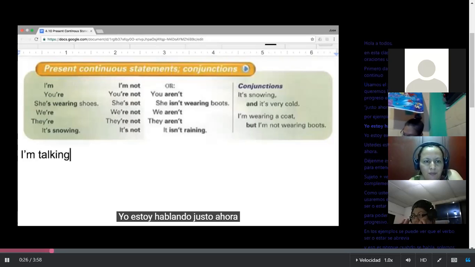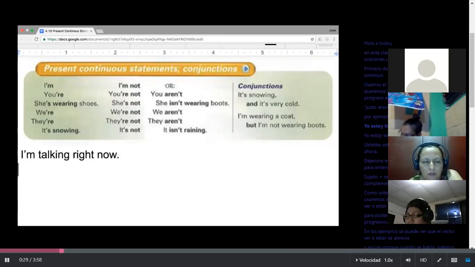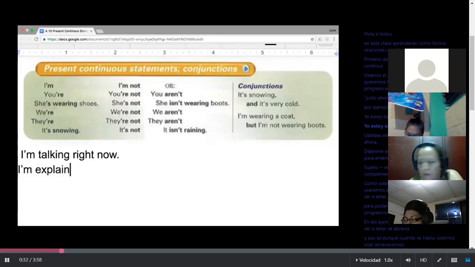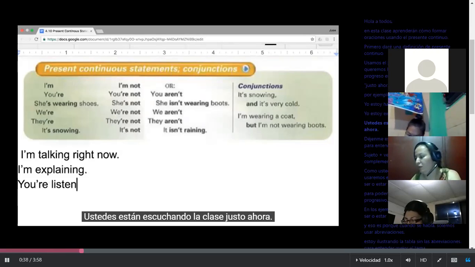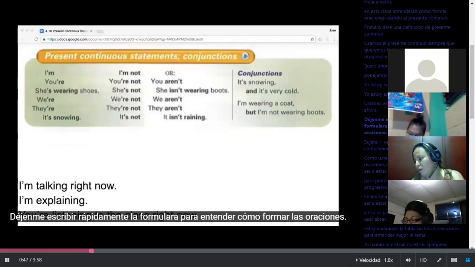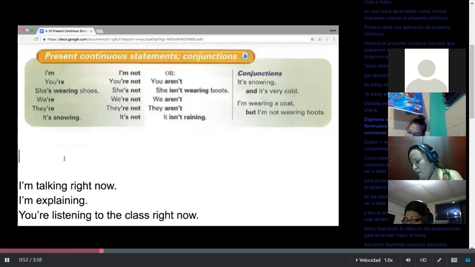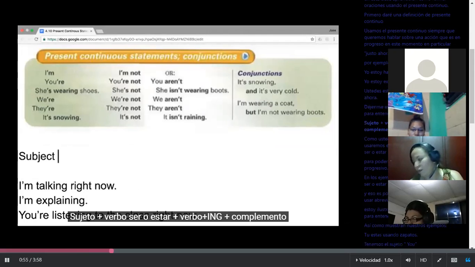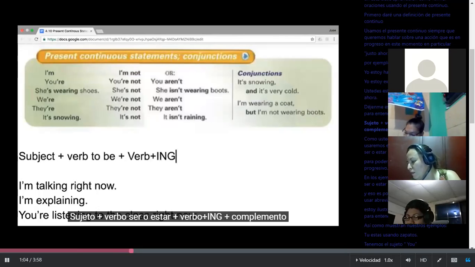I'm talking right now. I'm explaining. You're listening to the class right now. Let me write a quick formula in order to understand how to form these statements. Subject plus verb to be, plus the verb, plus ing, plus some kind of complement.